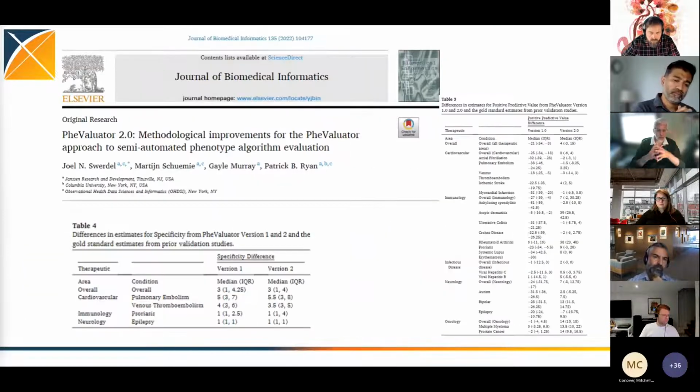Just recently, we published our second paper. This paper showed methodological improvements to PheValuator. We did PheValuator 2.0 on this. And one of the things that we did in this paper is that we assembled a set of previously traditionally validated studies for about 18 different phenotypes. And we compared the results from the traditional validation to our results from PheValuator.